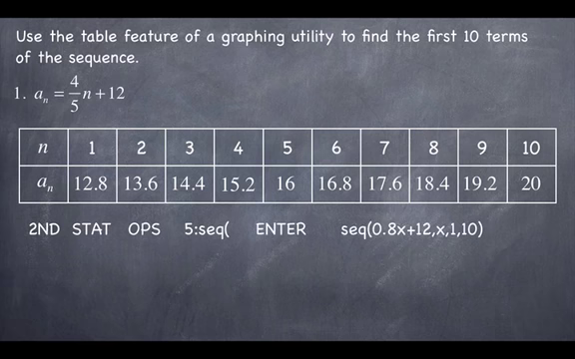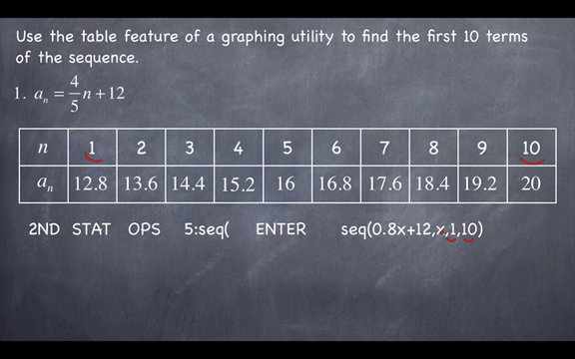And then you want to type in 0.8. 0.8 is the same thing as 4/5. Since you don't have n on the calculator, you have x and beta and some other variables, just do x plus 12 and then comma followed by x, 1 comma 10. Where do these numbers come from? The 1 and the 10, because this is the first starting value and this is the last value.